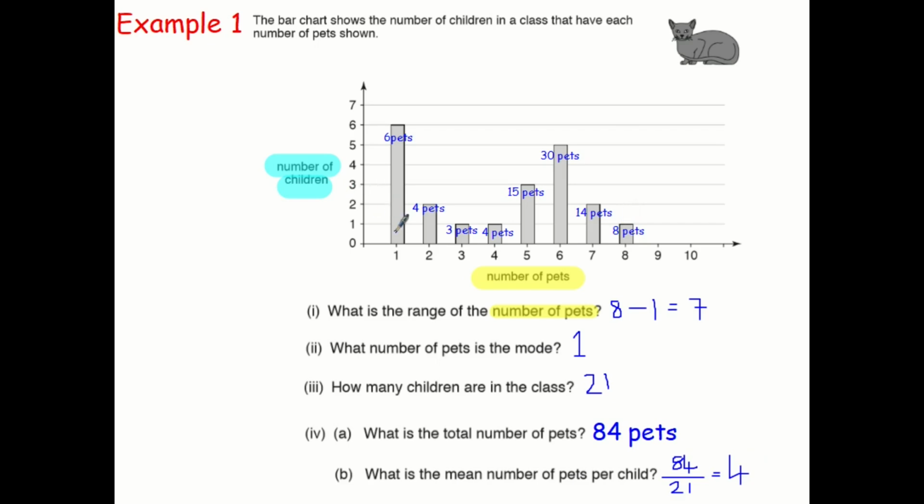Okay, we can see that actually most children have just 1 pet. So it makes sense that the mode is 1. But this mean average takes into account all these people who've got loads of pets up here. And that pushes that mean average up. But nevertheless, that is the mean, and that is that question done.